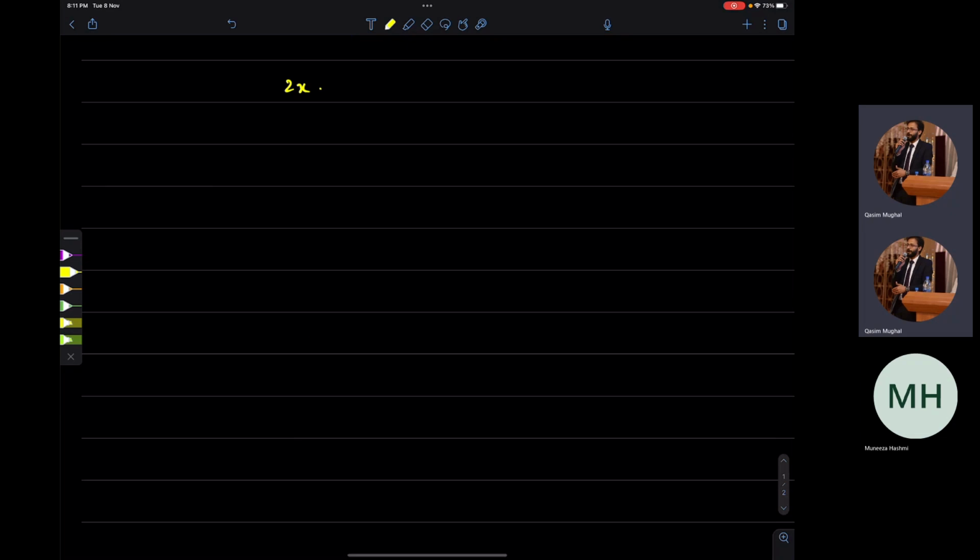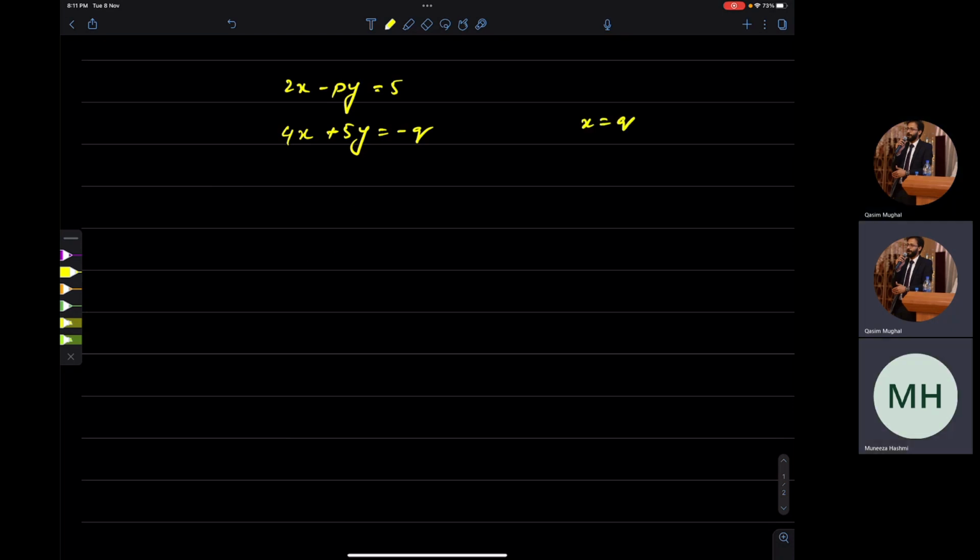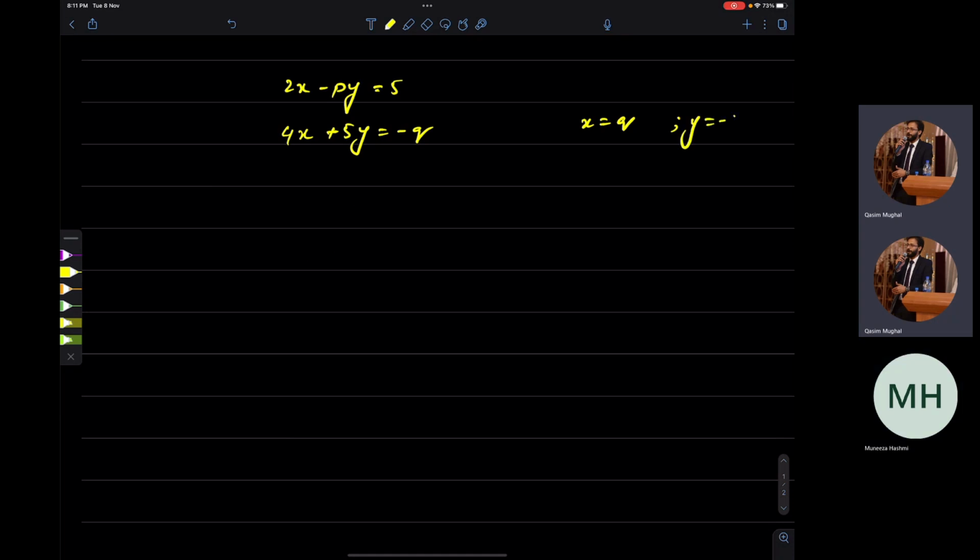अच्छा, so 2x minus py equals 5 and then 4x plus 5y equals minus q. Now, p and q, the examiner is saying that they both are constant. And in the next line, examiner is saying that the value of x is q and that of y is -1. So I'm going to put this in both of the equations. So the first equation is going to be 2q minus p. Okay, y is -1, so that's going to become plus p equals to 5.